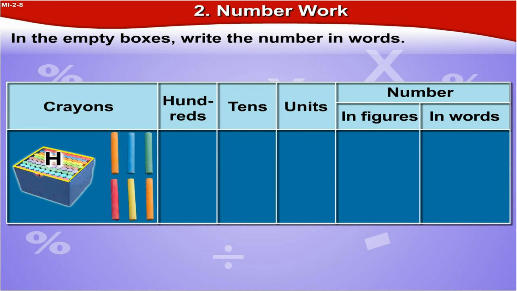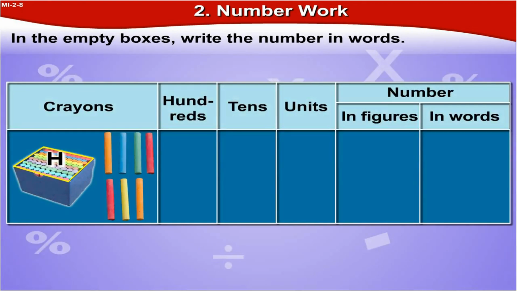Next is a box of 100 crayons and 6 more crayons. So it would be 1 hundred, 0 tens, 6 units. In figures it would be 106. In words it is one hundred six.